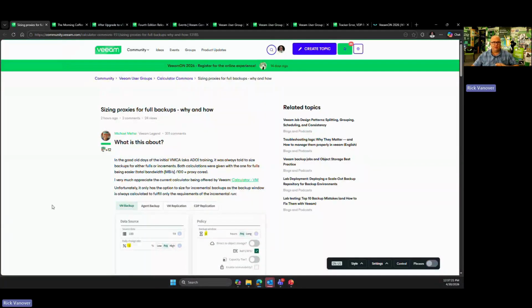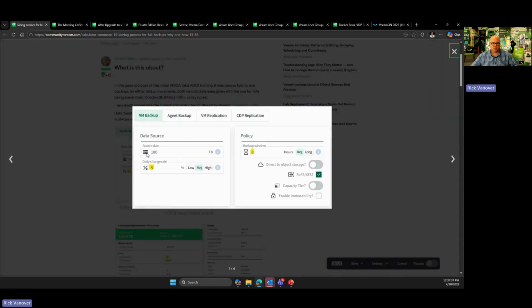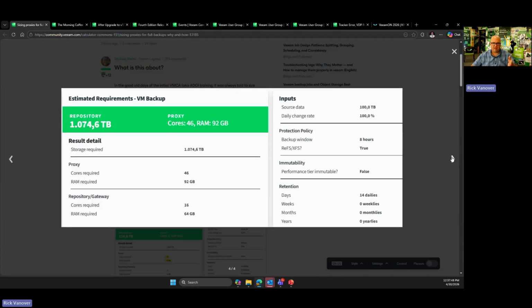So I've got a number of things I want to talk about this week, and the first up is a post from Michael Melter talking about sizing proxies for full backups. Really interesting because an incremental is different than a full. We always recommend doing occasional full backups. Michael walks through some of the calculator type elements of the change rate in a backup window and how that applies to the different sizing. So he walks through what the calculator has here.